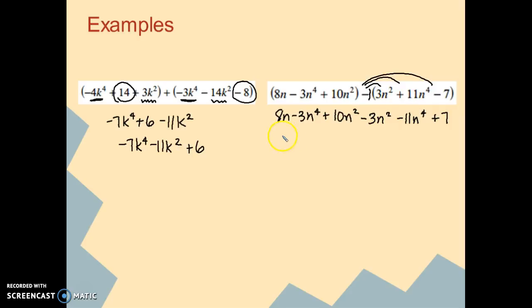Then I'm just going to combine like terms. I have 8n and no other n's, so I'm just going to bring that one down. I have an n to the 4th and a -11n to the 4th, and that's going to give me -14n to the 4th.